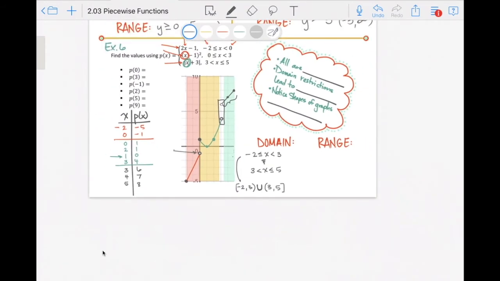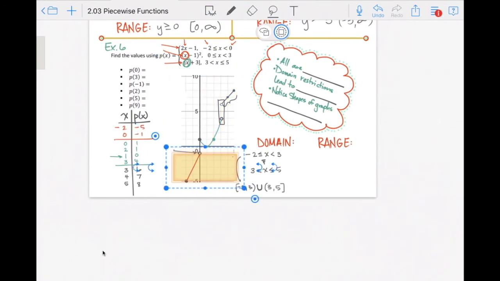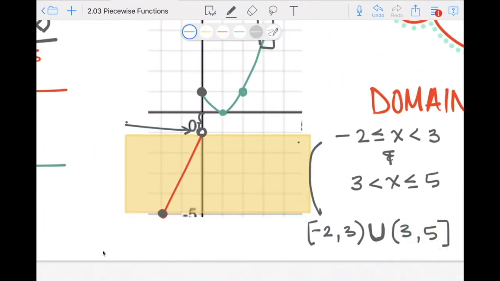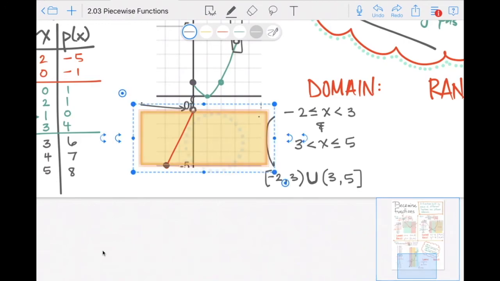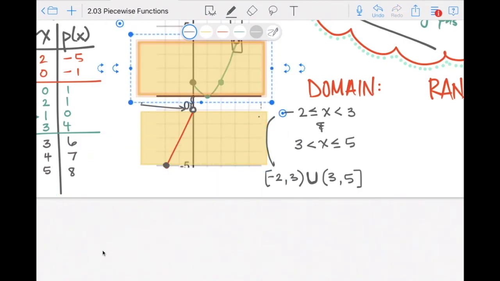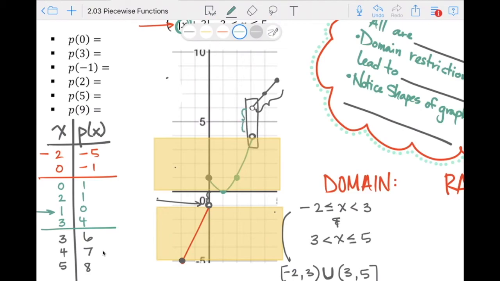Now let's talk about the range. So I'm going to go ahead and take off the boxes for the domain. Let's just use this yellow one for the range. I want you to notice there's a gap from here to here. So we're going to have to show that with our range. Then we have more y values from there to there. And then we have another gap right here.